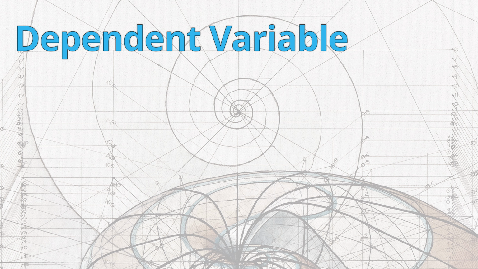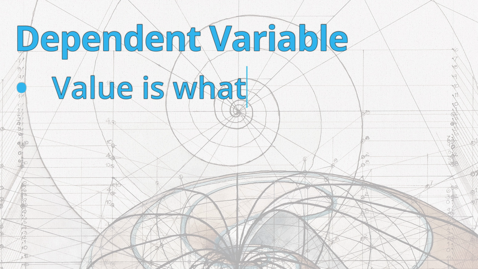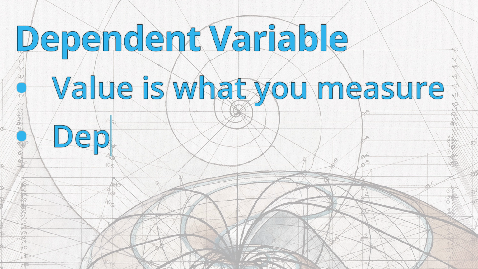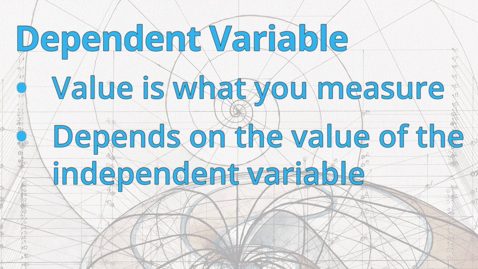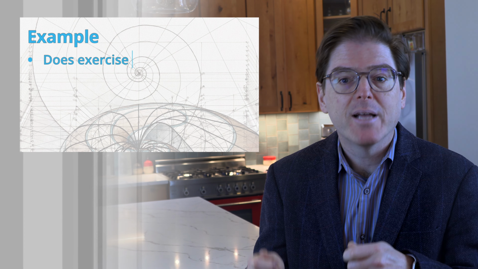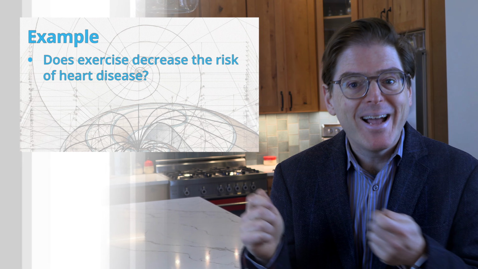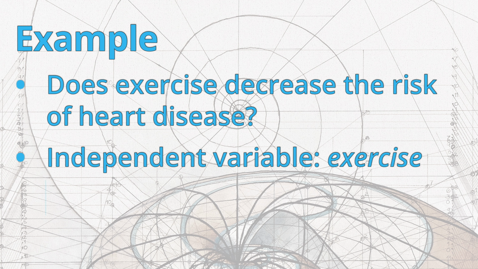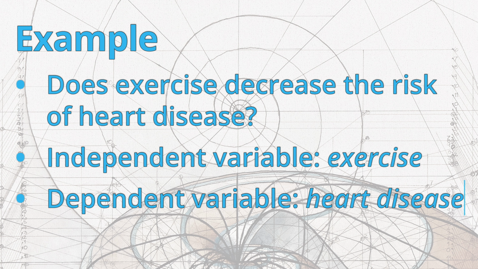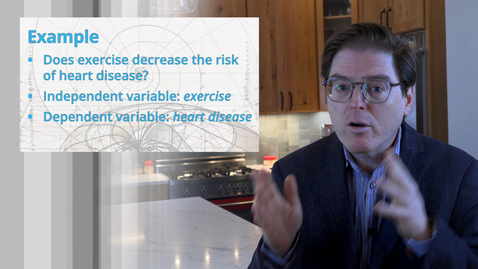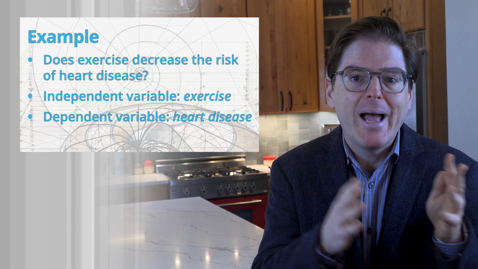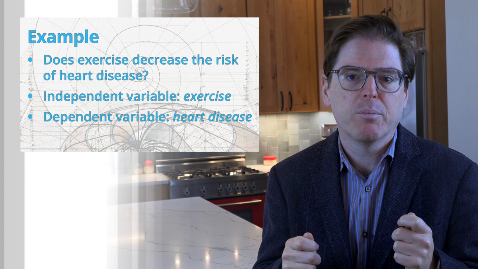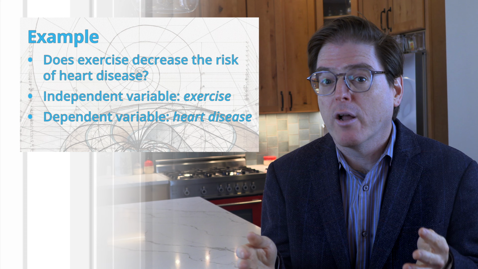The dependent variable is what you measure in an experiment. It's called dependent because its value may depend upon the value of the independent variable, along with other variables. If we're investigating whether exercise decreases the risk of heart disease, exercise and heart disease are the independent and dependent variables. How do you know which is which? Think about it this way. We want to check for an effect on heart disease. So, heart disease is the dependent variable. Exercise is the independent variable, the variable we want to intervene on or change.